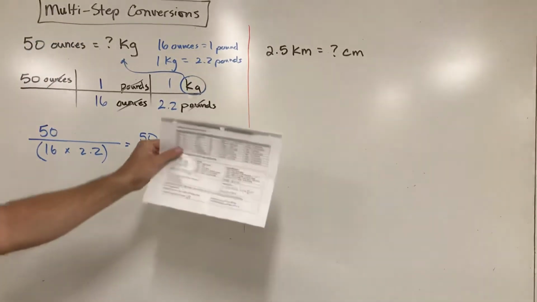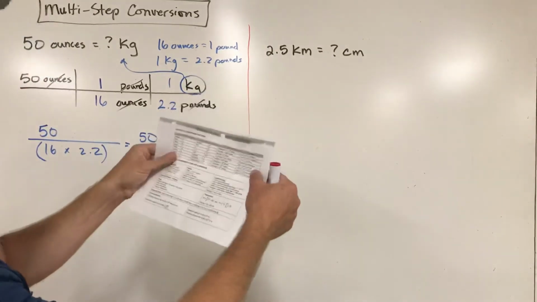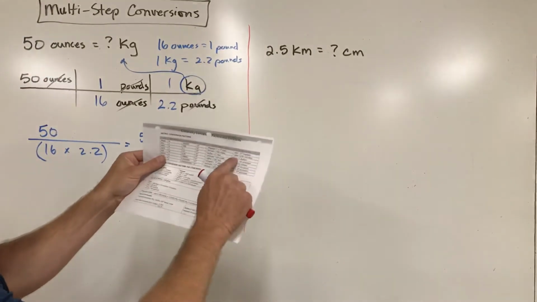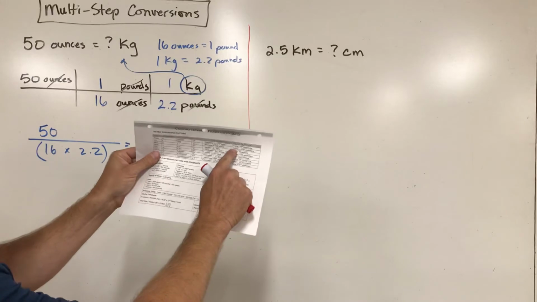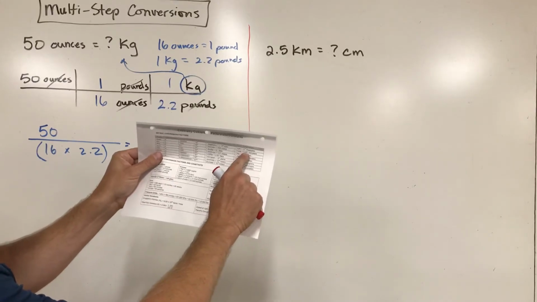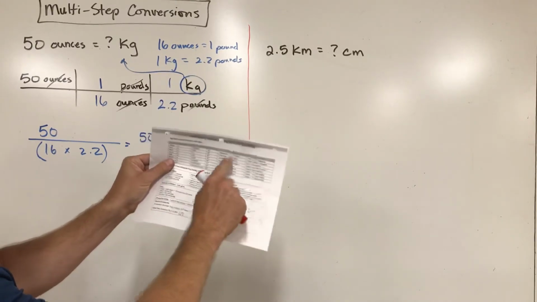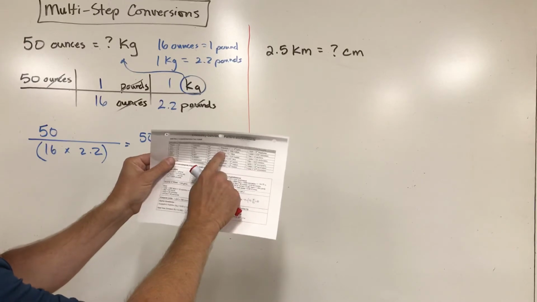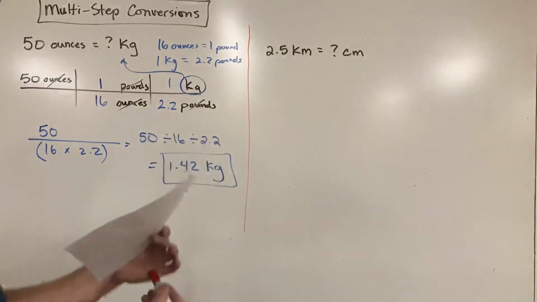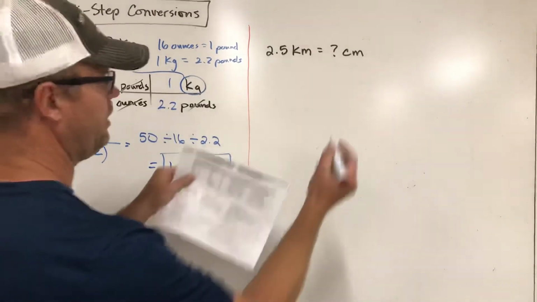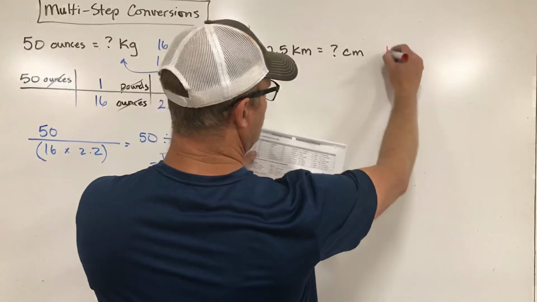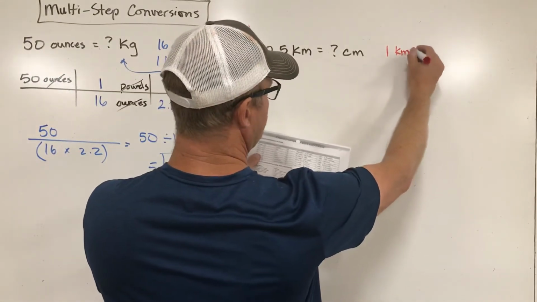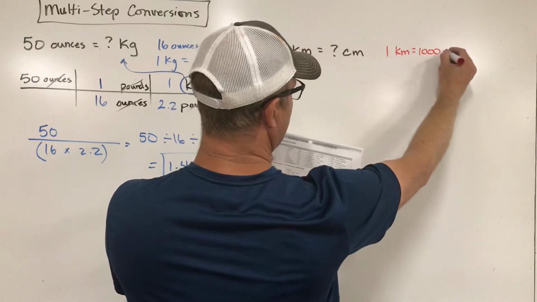So what I'm going to do is look for things that deal with kilometer. And I go through here and go, oh, okay, I've got 1 meter equals 0.001 kilometers. Or I've got 1,000 meters equals 1 kilometer. So you can use either one, it doesn't matter. I'm going to use the one that has the whole number. 1 kilometer equals 1,000 meters.